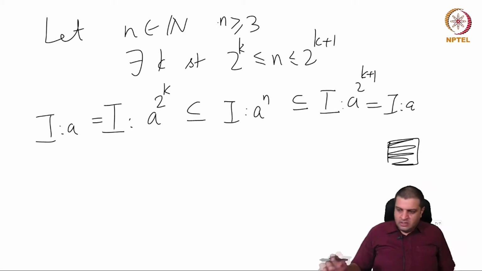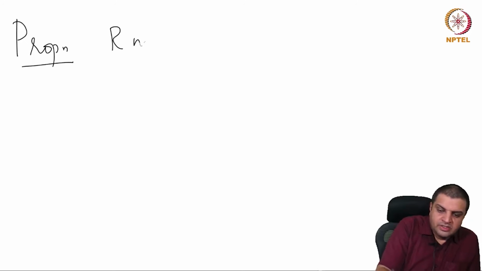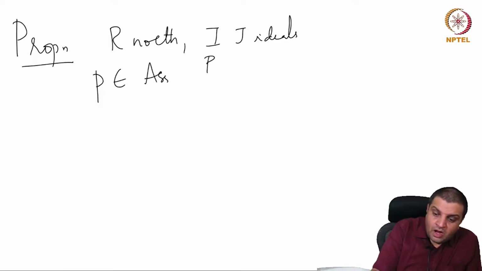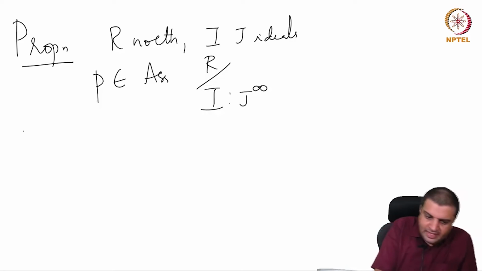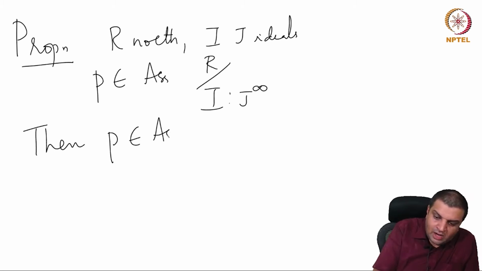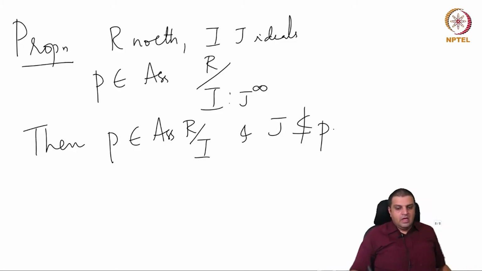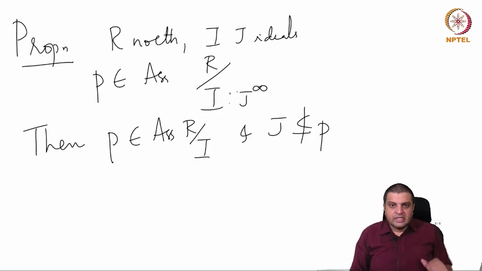So now let's go back to looking at the associated primes proposition. R Noetherian, I and J ideals. P associated to R mod (I colon J saturation), so I colon J infinity. Then P is associated to R mod I, and J is not a subset of P. So such P that are associated to the J saturation of I are associated to I and will not contain J. So this is a way of picking out certain associated primes.